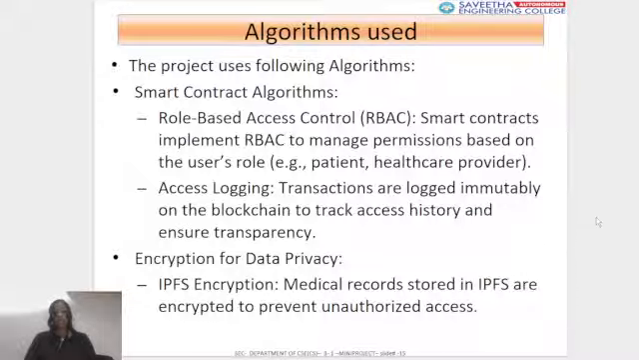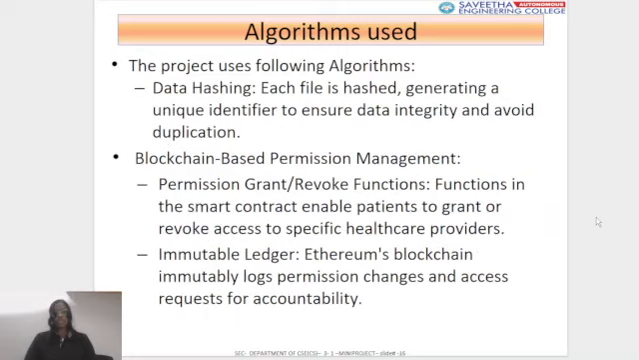And for IPFS encryption, medical records stored in IPFS are encrypted to prevent unauthorized access. And we also use data hashing. Each file is hashed, generating a unique identifier to ensure data integrity and avoid duplication. Blockchain-based permission management: the permission grant or revoke functions and the immutable ledger are the things we use for blockchain-based permission management.